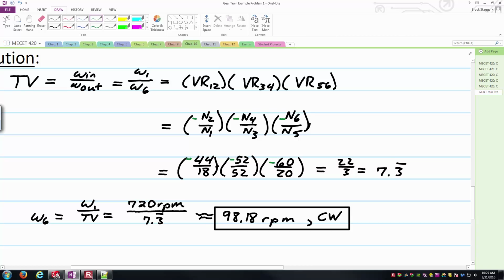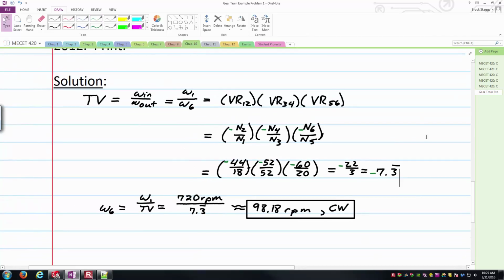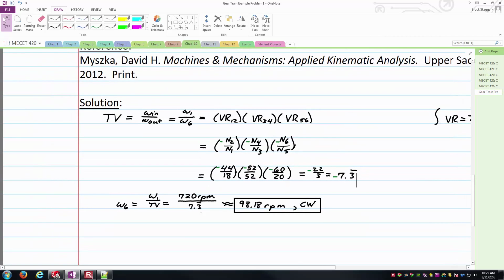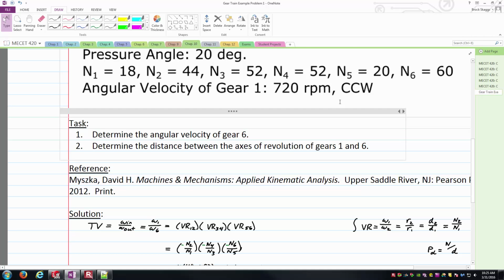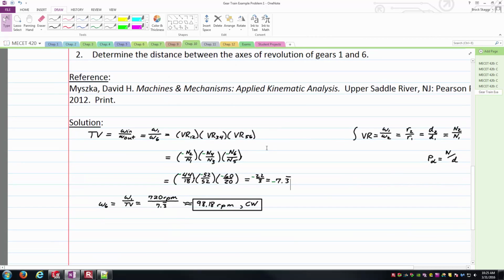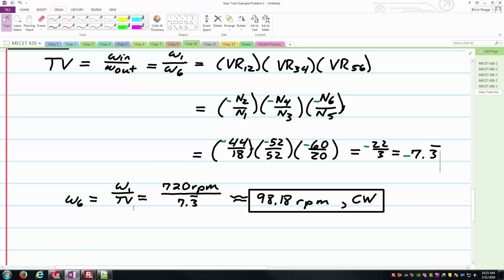Well, if I've got negative times negative, that will be a positive, then I'm going to have a positive times negative. That would end up making this a negative value. And so now the train value would be negative. That's basically saying that the input and output would be rotating in opposite directions. And so if I bring that down here, Omega 1 was 720 RPMs. The direction on it was counterclockwise. Generally, we consider counterclockwise rotation as positive. And so we'd have a positive value for 720. In the denominator, now we'd have a negative value here. The result of a negative value for the omega 6 would be interpreted also as clockwise motion there.